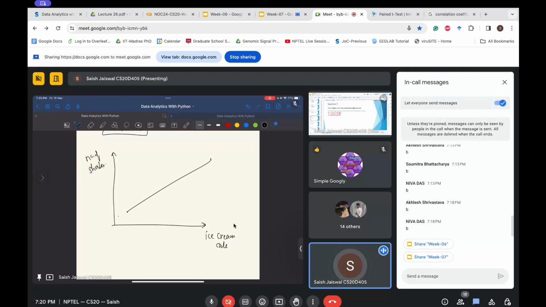As the ice cream sale is increasing, the number of sharks is also increasing. But is ice cream sale causal for the number of sharks? No, right? So there is a strong linear correlation in this data, but increasing ice cream sale is not the causal relation for the number of sharks. So there is a complete field of causality. You will come across this.